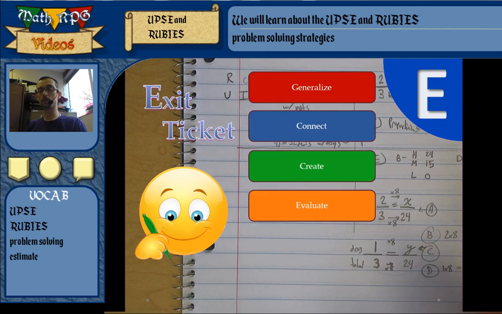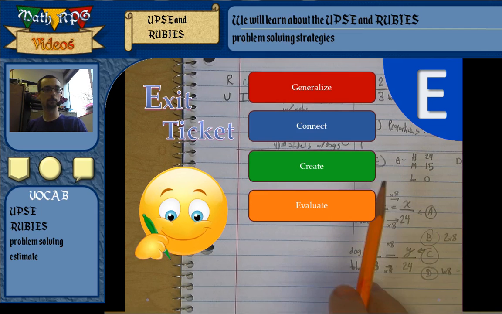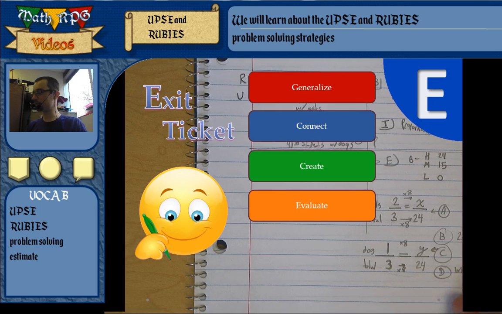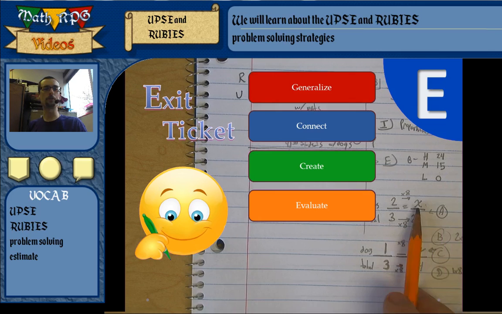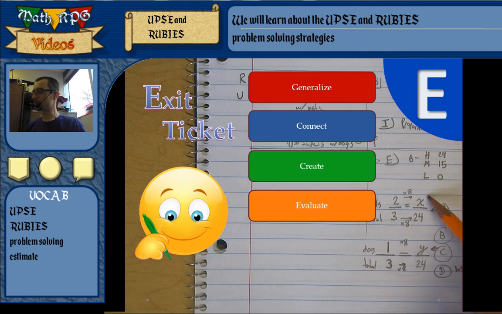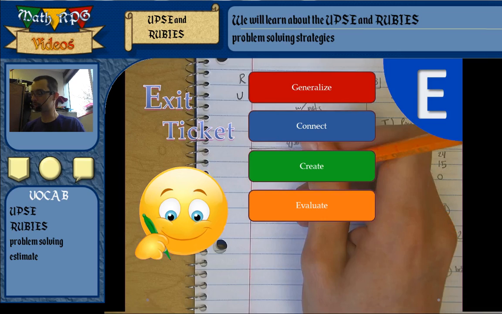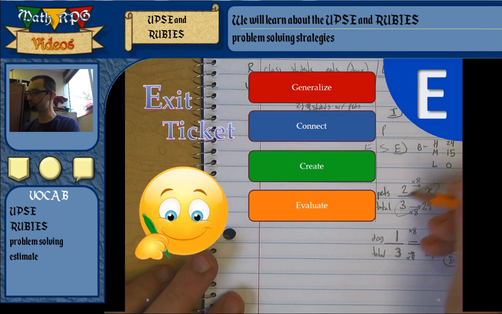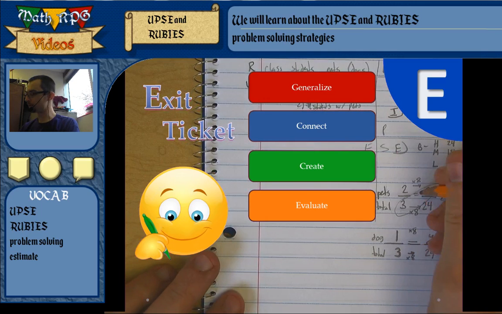I could connect this problem. Working proportions is very similar to working algebra, right? Because I have this unknown. So we've seen writing equations and expressions for algebra. If I did a cross multiply, if I did a butterfly here, I would actually get an algebraic equation, 3 times x. Remember, what I'm talking about here is the butterfly. One way to solve proportions is by doing the butterfly like this. 3 times x is equal to 2 times 24.